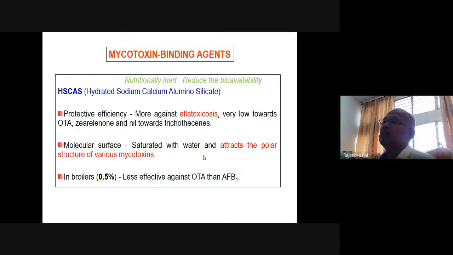However, the physical and chemical methods of detoxification are in vitro activity. HSCAS, hydrated sodium calcium aluminum silicate, is used and shows efficiency against aflatoxicosis, and even other mycotoxins like trichothecenes, and it attracts the polar structures of various mycotoxins. In broilers, particularly 0.5% HSCAS is less effective against OTA than against aflatoxin B1.